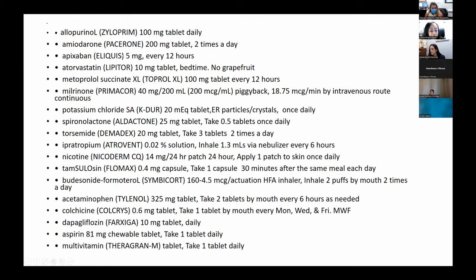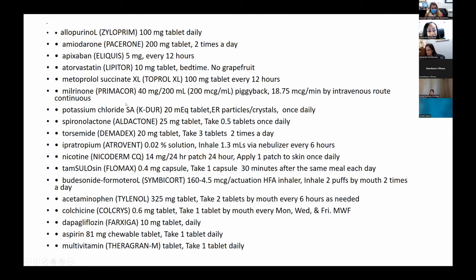He was on other GDMT, including the beta blocker and the statin, and on other heart failure meds, which would be the spironolactone and the diuretic, in which case he was on torsemide. And as you know, now we're treating with certain medications such as dapagliflozin, which improves heart failure readmission rates. So he was on that.